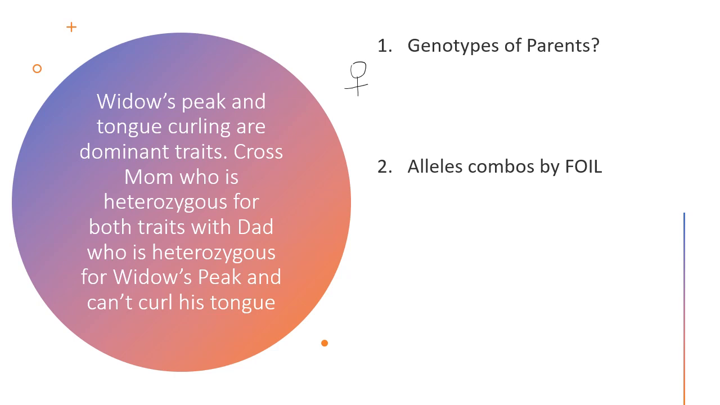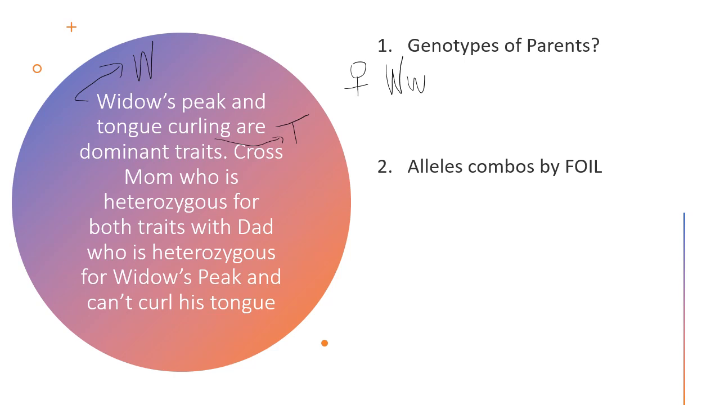So I'm going to do a little female symbol there. And mom is heterozygous for both traits, so I need to designate a letter for each trait. I'm going to do W for widow's peak, and I'm going to go T for tongue curling. Okay, so I'm going to use the letter W for the trait of widow's peak and T for tongue curling. So mom is heterozygous for widow's peak, so that means she's going to be big W, little w.